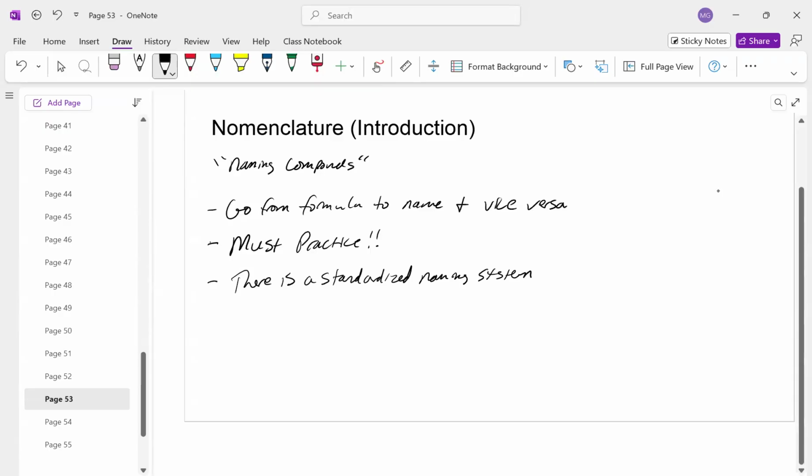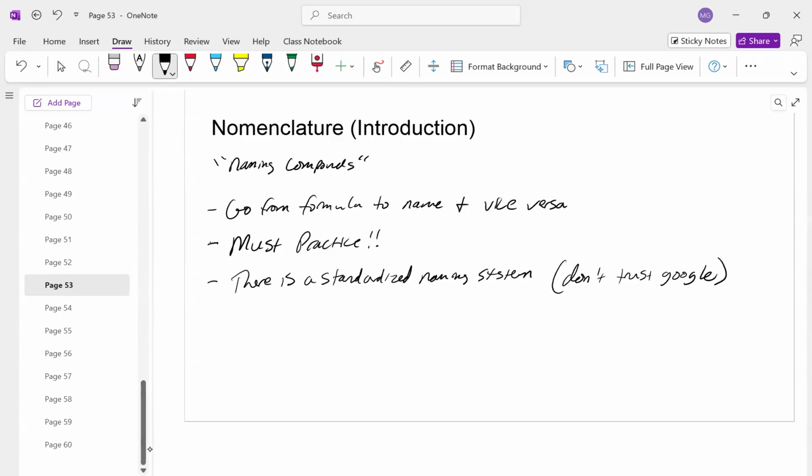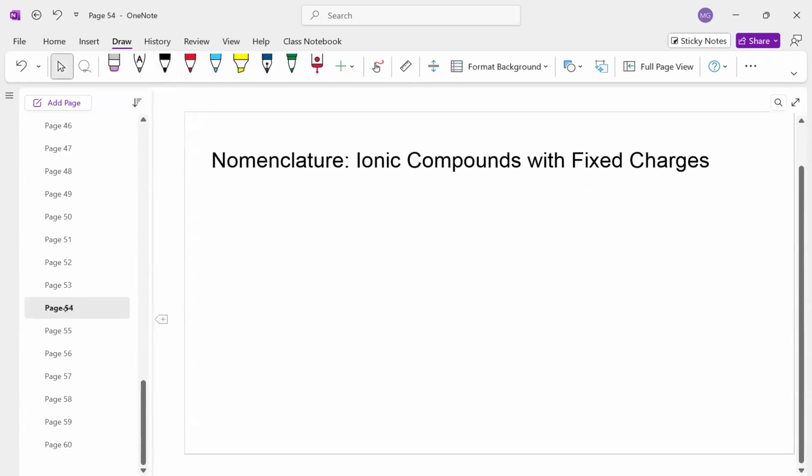And I want to highlight something important. Don't trust Google to do your naming for you. Because a lot of times, especially AI, will just come up with either some randomly incorrect thing, or will give you an old or common name that is not based off of this standardized system.